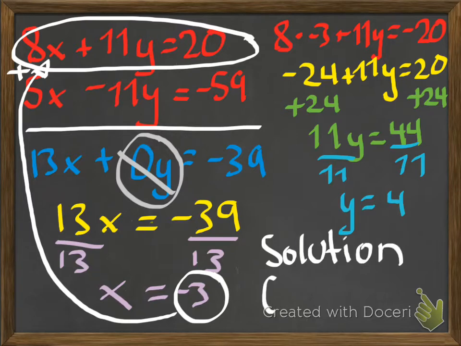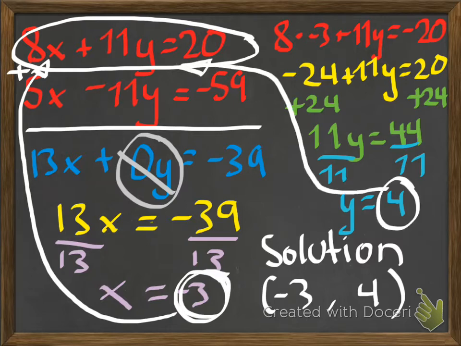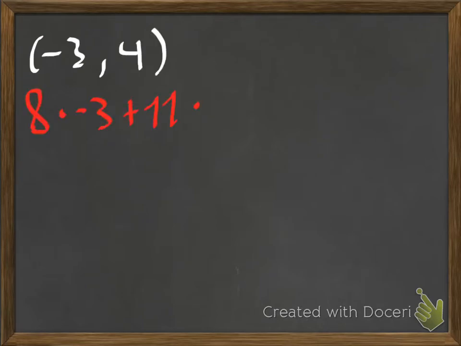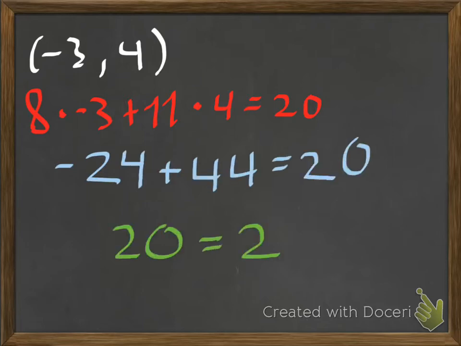To check again, replace both y and x in the original equation. So substitute x for negative 3 and y for 4. Then again solve as a normal problem, and after the check we can see that we did it well because 20 does equal 20. That's all, the end.